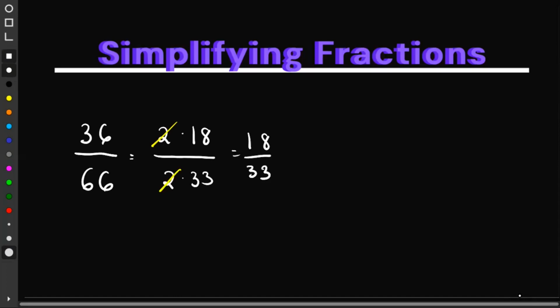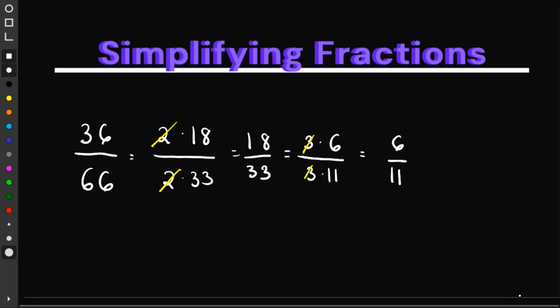For this example, observe that these two are actually divisible by 3. So we would have 3 times 6 all over 3 times 11. Canceling this out would give us 6 over 11.